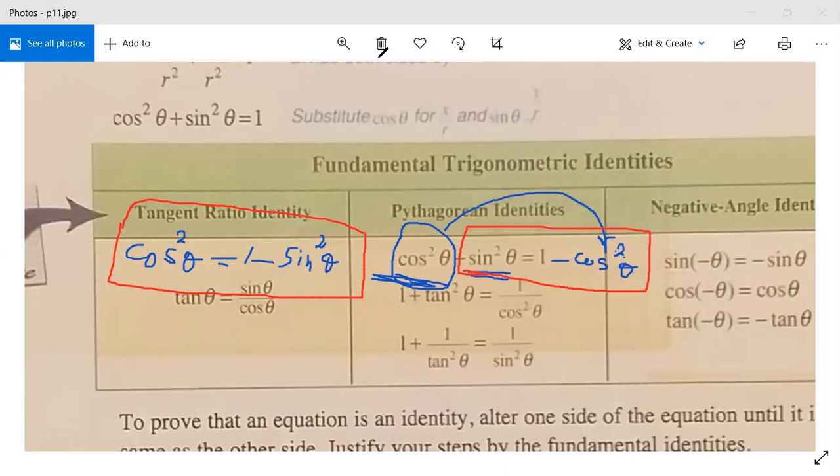Do we have one for tan? We have tan, but for tan we have another rule: 1 plus tan square theta is equal to 1 over cosine square theta. This is another rule. And 1 plus 1 over tan square equals 1 over sine square. This page is very important. You have to memorize all of this. I will ask you in the next quiz, not this Sunday, the one after. Cosine square equals what? You have to write cosine square equals 1 minus sine square theta.